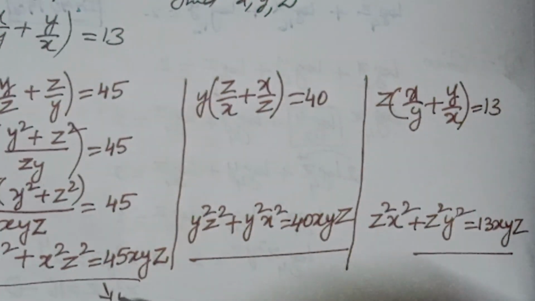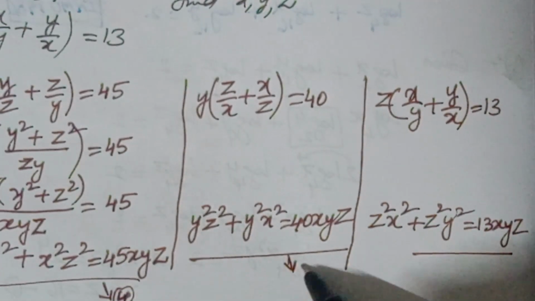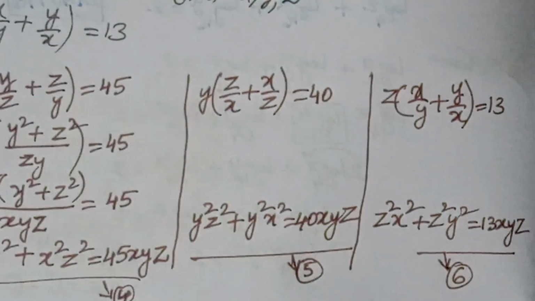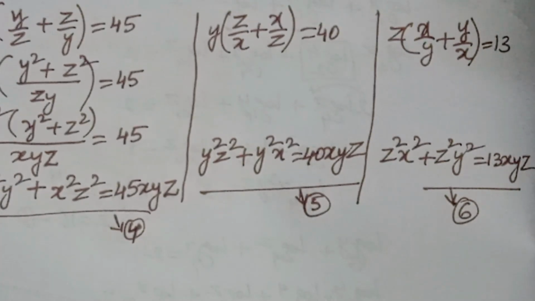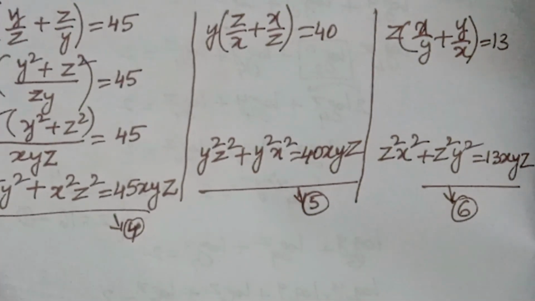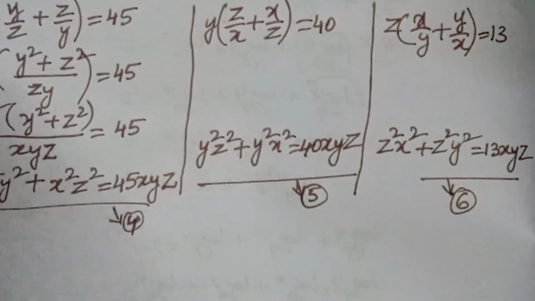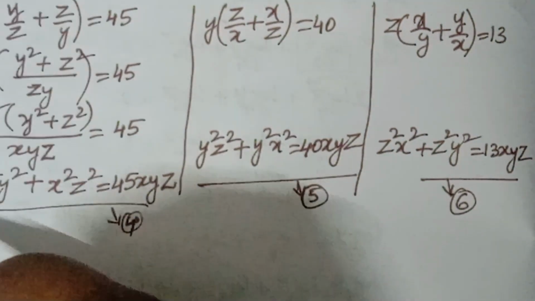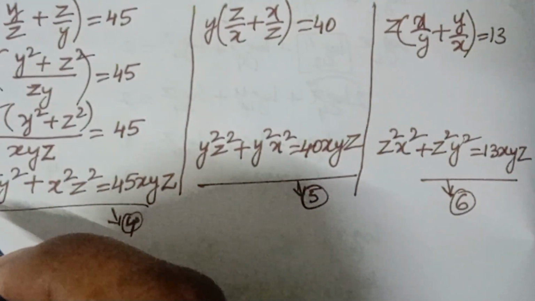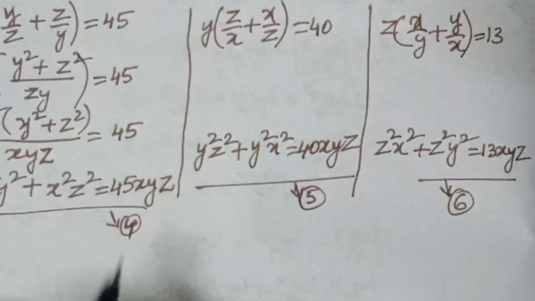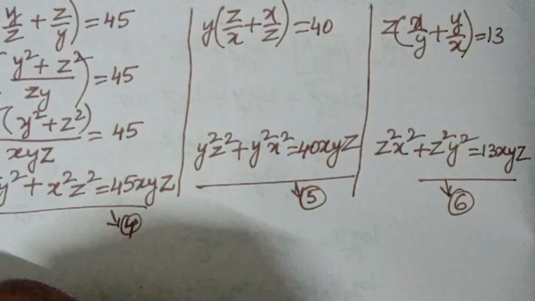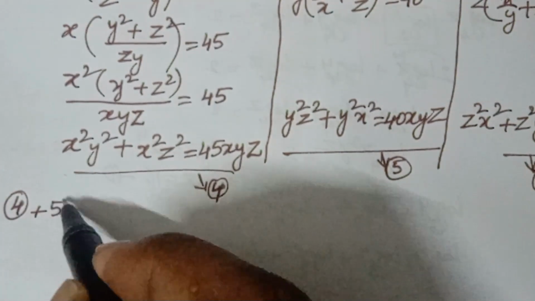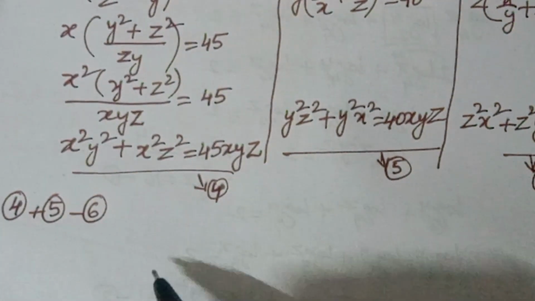Let this be 4, this 5, and this 6, equations 1, 2, 3 given. Let us take these as 4, 5, 6. The logic here is you have to add and subtract. So here 4 plus 5 minus 6. What are you getting here?